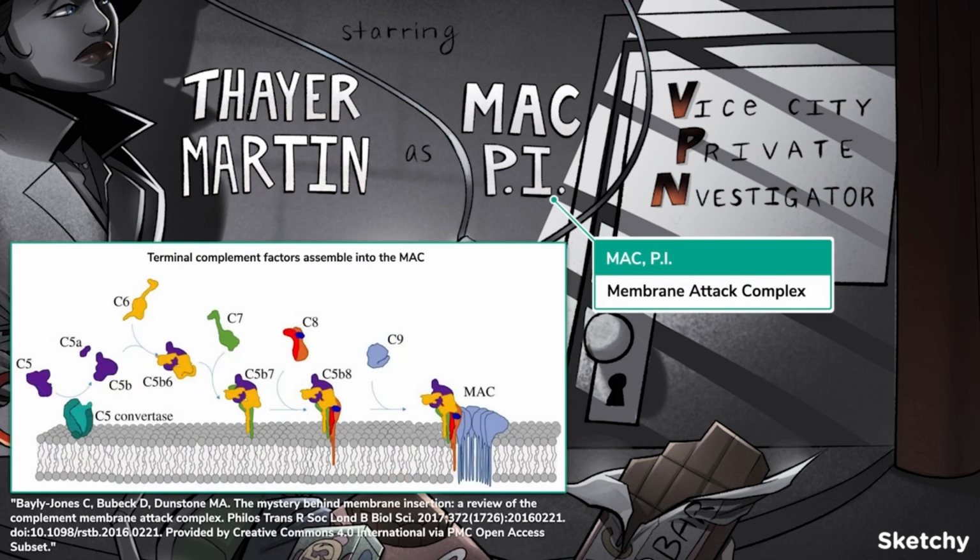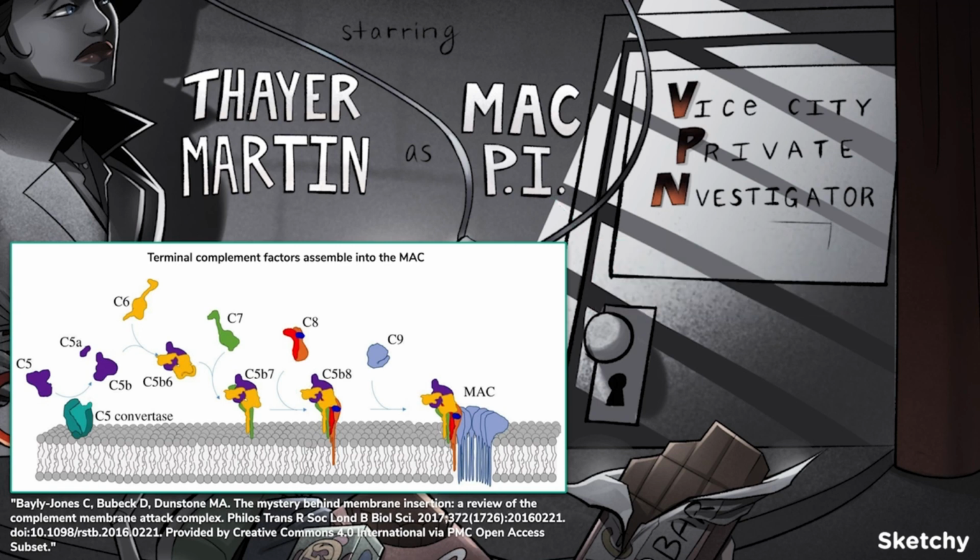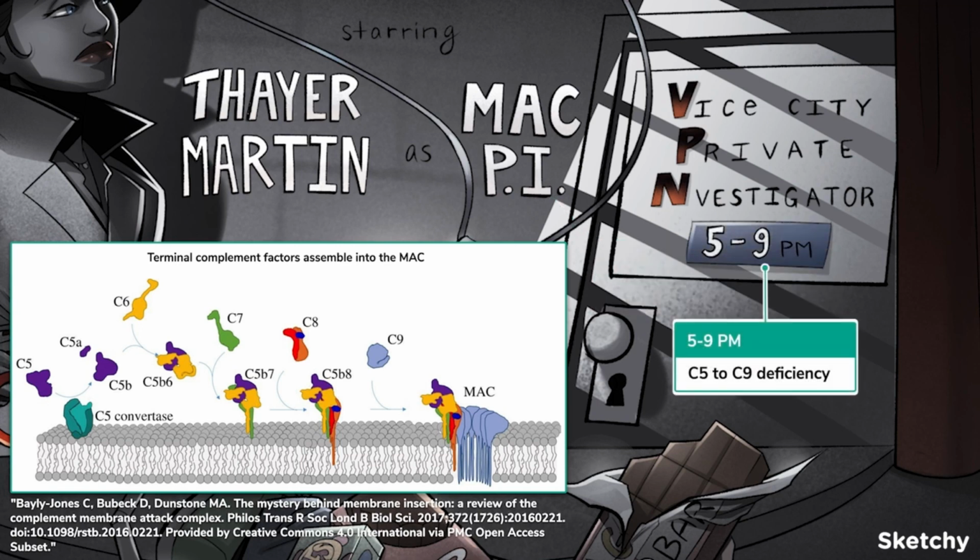We've centered our feature presentation around Mac, a crime-fighting PI, because MAC, or membrane attack complex, is an essential host defense mechanism against Neisseria infections. You may recall that MAC is a complex of proteins formed at terminal stages of the complement pathway. Do you remember what deficiency causes increased susceptibility to Neisseria species? For the answer, check out MAC's listed hours of operation. That's right, it's terminal complement deficiency, specifically of C5 to C9.